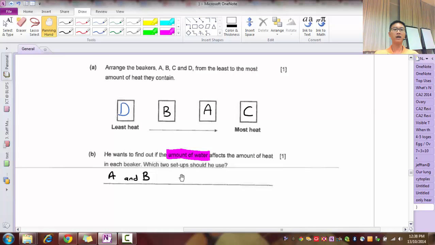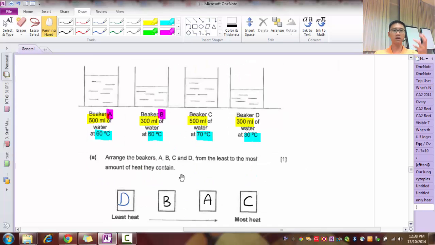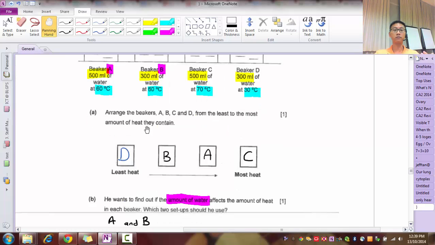Now he wants to find out if the amount of water affects the amount of heat in each beaker. So which two setups should he use? Amount of water affects the amount of heat. So that means my temperature must be the same, because I want to see whether if I have more water, I have more heat. So obviously A and B should be the ones that are used, because the amount of water is different. Okay?